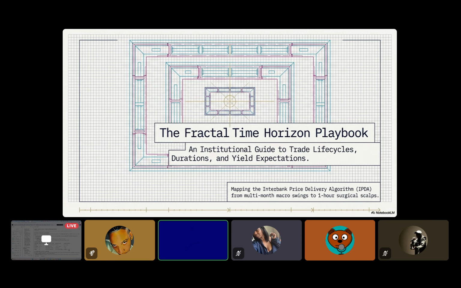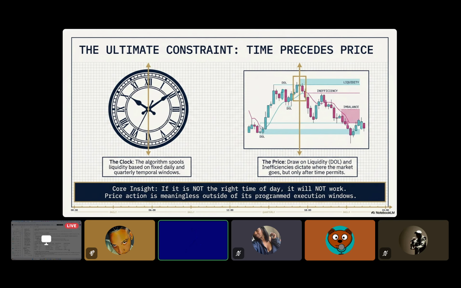All right, so the Fractal Time Horizon Playbook: an institutional guide to trade life cycles, durations, and yield expectations, mapping the IPDA from multi-month macro swings to 1 hour surgical scalps. The ultimate constraint: time precedes price. If you're not trading in the right time, you're going to lose money. I don't know why you would think anything other than that.